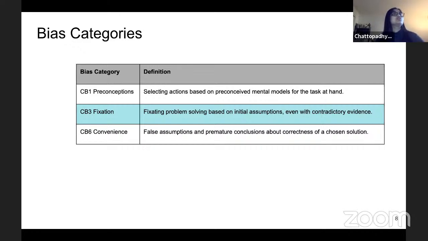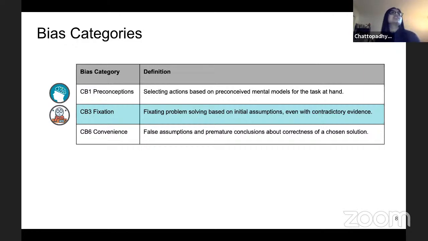Moving on, to do the analysis, we categorize the biases based on the type of effect they have on developer actions, based on their definitions, and based on existing literature. For example, the preconception bias category talks about biases that make developers select actions that match their preconceived mental model, like the squares being blue and the triangles that we talked about. Another category is fixation, which talks about biases where developers fixate on initial assumptions or hypotheses and overlook other cues that are in their environment.